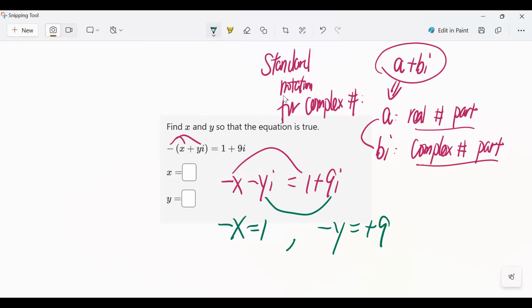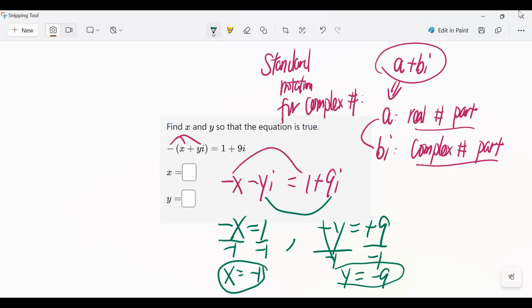Just the number part, right? So we can omit the i, and based on that we can get the values for both x and y. So here you divide by -1 on both sides of the equation, x equal to -1. On the right-hand side, you divide by -1. You could also multiply by -1, either one you like. So y equal to, plus minus is minus, so it's minus. So x equal to -1, y equal to -9.